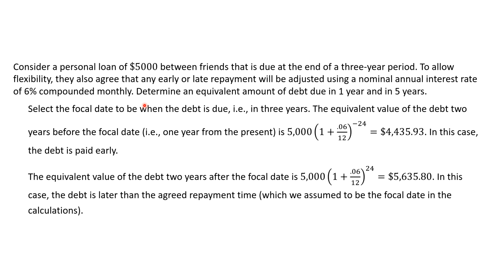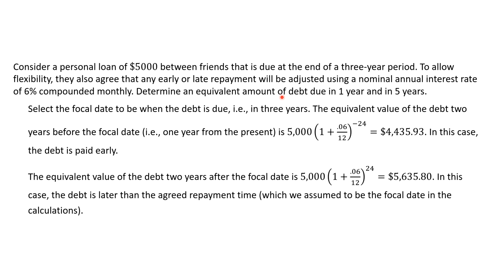Consider a personal loan of $5,000 between friends that is due at the end of a 3-year period. So the one friend doesn't need to pay it back until the end of 3 years, and there's no interest if he or she pays it back on time. To allow flexibility, they also agree that an early or late repayment will be adjusted using a nominal annual interest rate of 6% compounded monthly.